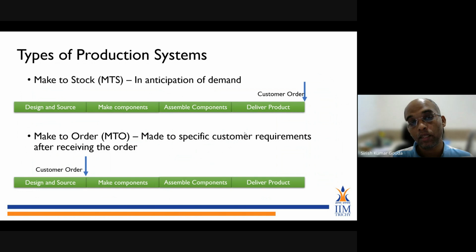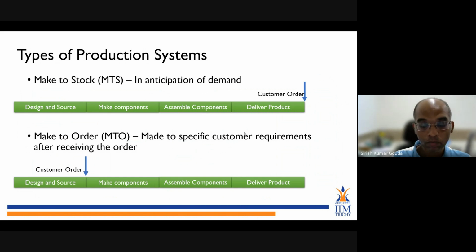And in the make to order, there is room for a lot of customization. So the variety that you can get in make to order is much more than what you would get in a make to stock. Now, as you can clearly see over here, the arrow pointing to the customer order could be at different points in this particular system. So I could put this customer order before delivering the product, or designing and sourcing, or assembling.